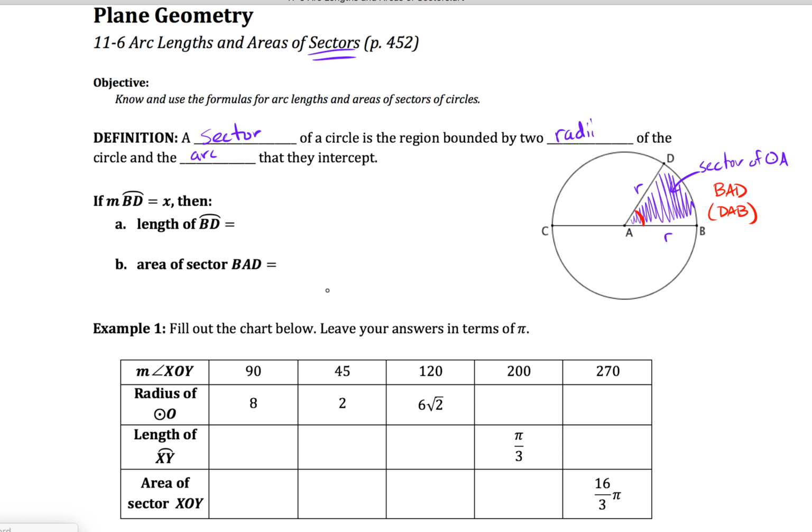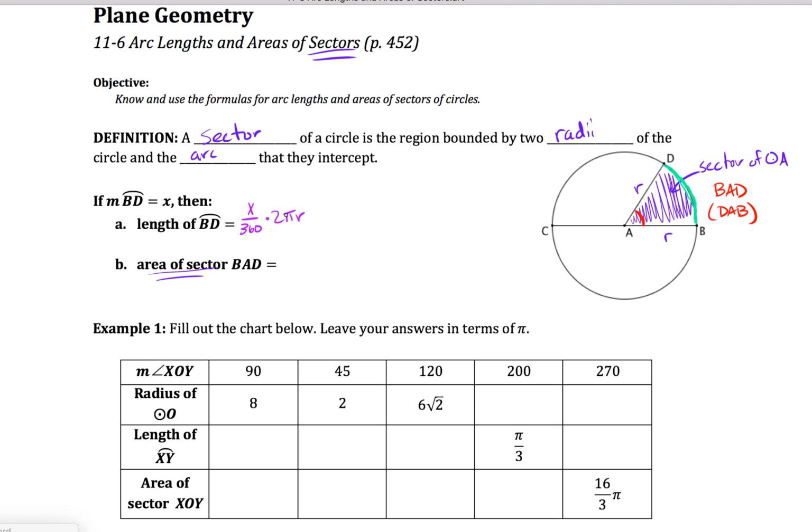Now what we're going to be looking at is how to calculate the area of that sector, but also how to calculate the length of an arc that those two radii are intercepting. So we're going to be doing both those things in this video. First of all, let's look at how we would calculate the arc length. If arc BD has a measure of x, then the length of arc BD will be calculated by doing x over 360 times 2 pi r.